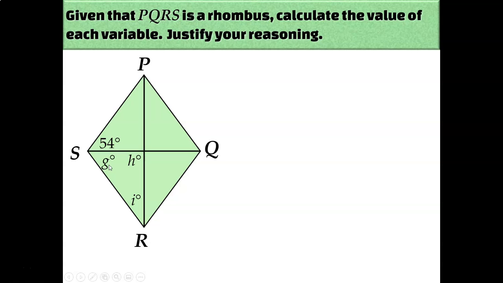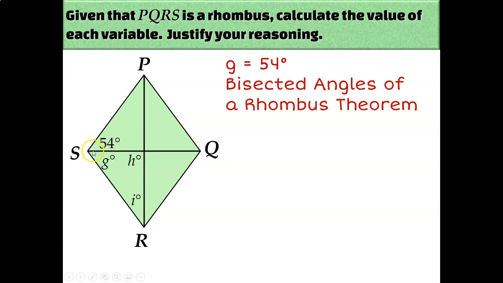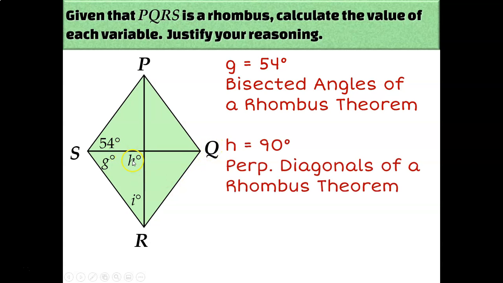G would have to be 54 degrees, because SQ is one of the diagonals of this rhombus, and we know that the diagonals of a rhombus bisect the opposite angles. So if this part of that angle, PSQ, is 54 degrees, then the other half would also have to be 54 degrees, because PSR was cut in half by diagonal SQ. H would have to be 90 degrees, because it's one of the angles formed by the intersection of the diagonals, and since it's a rhombus, the diagonals are perpendicular, so H would have to be 90 degrees.